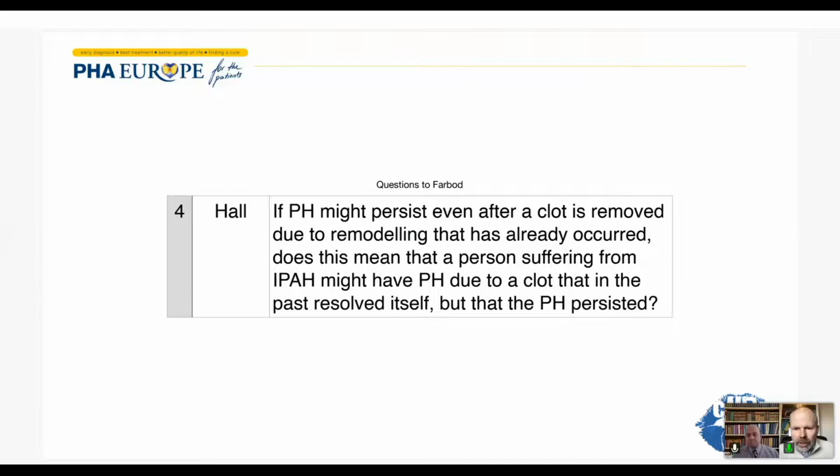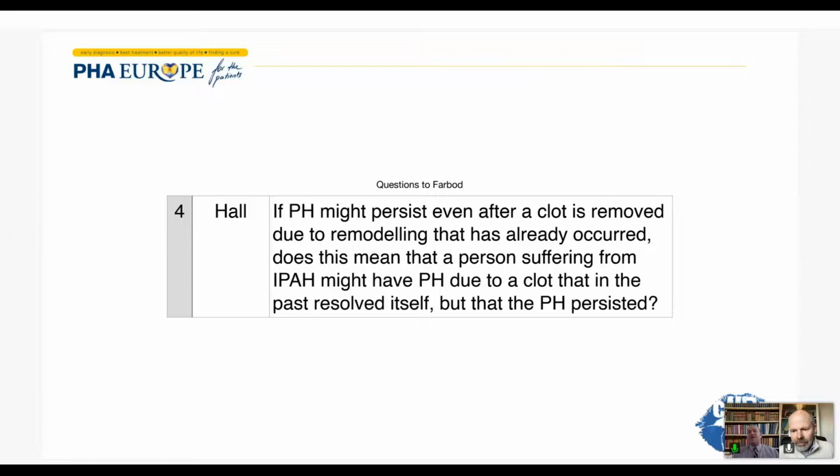If PH might persist even after a clot is removed due to remodeling that has already occurred, does this mean that a person suffering from idiopathic PAH might have PH due to a clot that has resolved itself, but that the PH persisted? That is exactly the question I was referring to in your last question. This is a theoretical construct that has been proposed, and it's not without foundation.